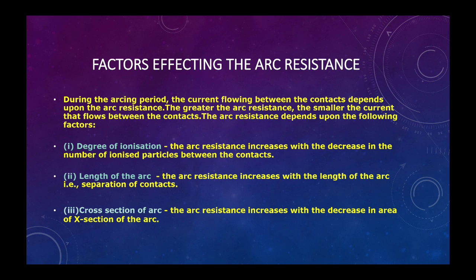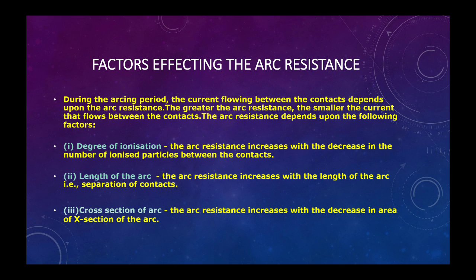Number one is the degree of ionization. If the ionization is reduced, then the arc is also reduced. That means the arc resistance increases with the decrease in the number of ionized particles between the contacts. So if the ionized particles decrease, then the arc also decreases. That means the arc resistance increases.